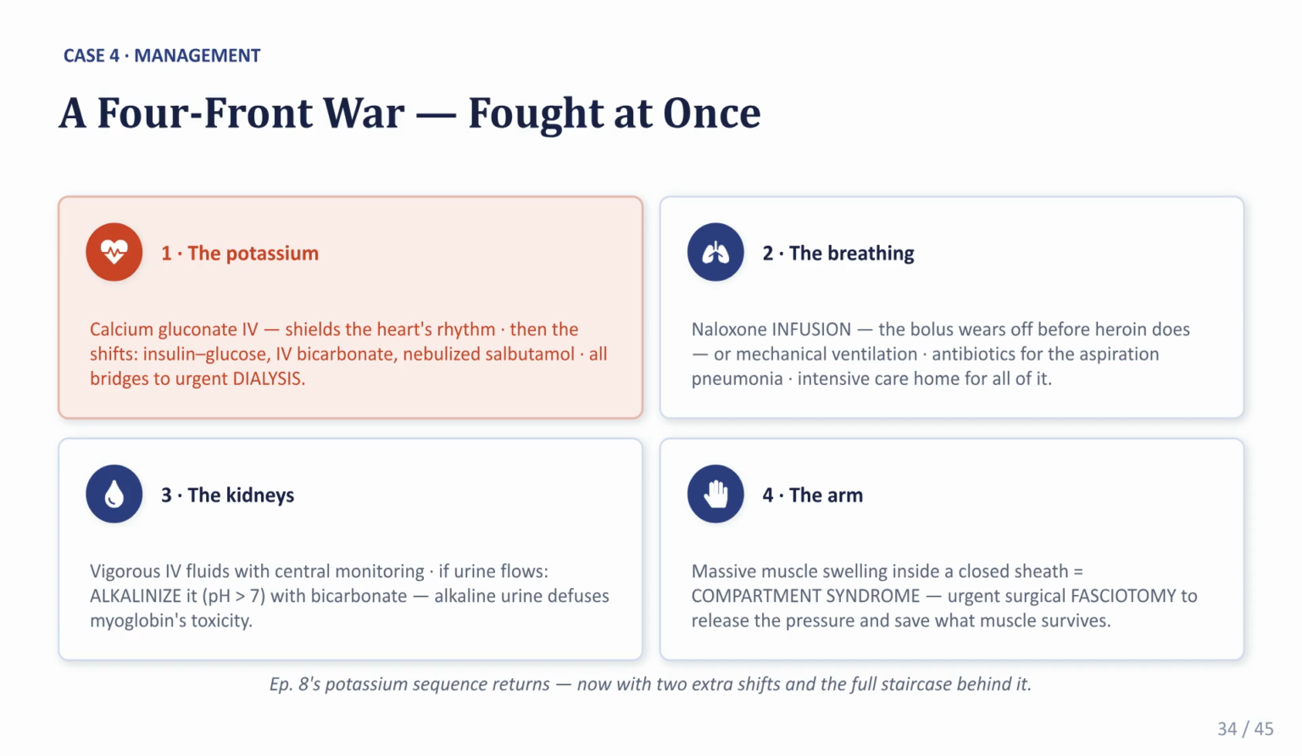This is a 4-front war. Shield the heart with calcium, shift potassium into cells with insulin and bicarbonate, and prepare for dialysis. Simultaneously, manage her breathing with naloxone infusions, treat her pneumonia with antibiotics, alkalinize the urine to protect the kidneys, and perform a surgical fasciotomy to save her arm.